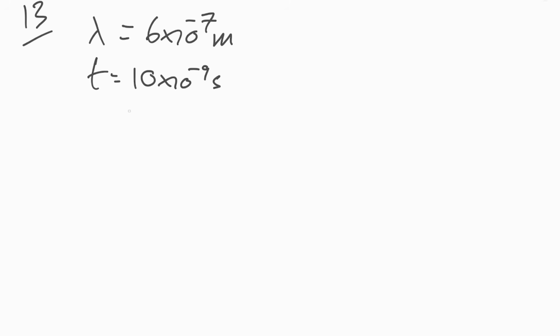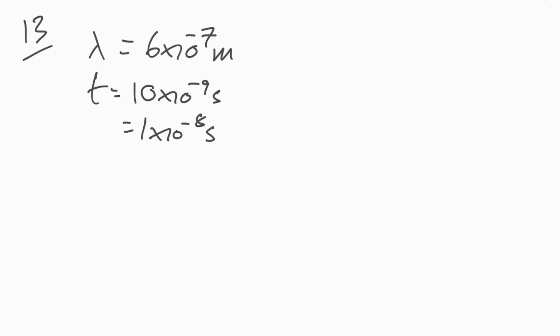13. A laser emits light of wavelength 600 nanometers. So I'm going to say that's that many meters for 10 nanoseconds. So 10 times 10 to the minus 9 seconds, or 1 times 10 to the minus 8 seconds. What's the number of complete waves emitted by the laser? Okay, so basically we need to know how long it takes for one wave to be produced. So we need the time period. That's equal to 1 over the frequency.